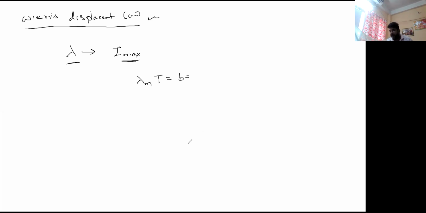Now see, I give you a question. A question came: a black body at 1327 degree centigrade emits maximum energy corresponding to a wavelength of 3 micrometer. Find the temperature of the moon for which the wavelength lambda m is 16 micrometer. Try this question.